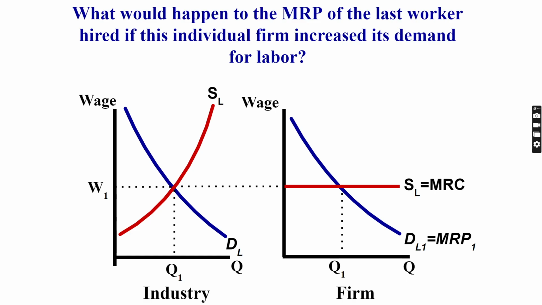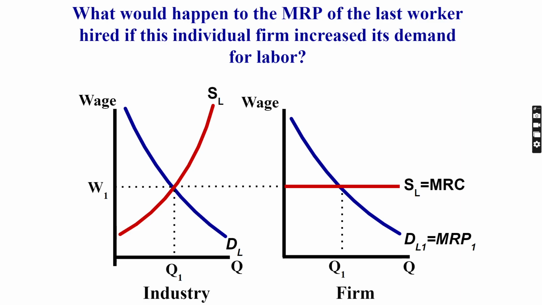Here's another question. Draw new graphs this time, so 2 new graphs. And on those 2 new graphs, I want you to answer this question. What would happen to the marginal revenue product of the last worker hired if this individual firm increased its demand for labor? And so now we're not talking about a change in the market for labor or the whole industry. Rather, we're just talking about a change with this individual firm's demand for labor. And so take a moment, draw the graphs, figure out how the marginal revenue product is going to change, and then we will go over it.